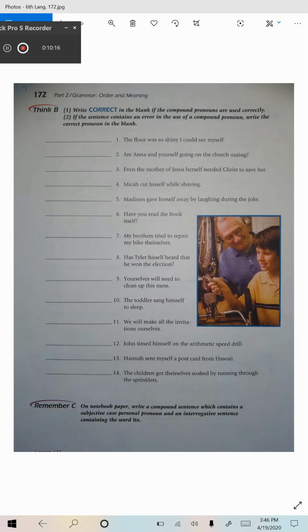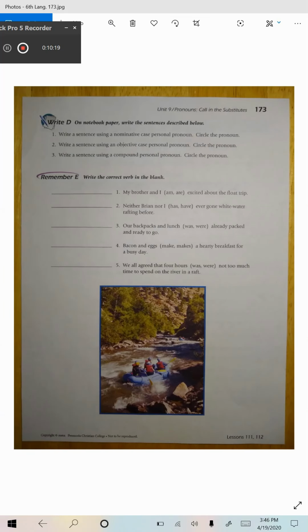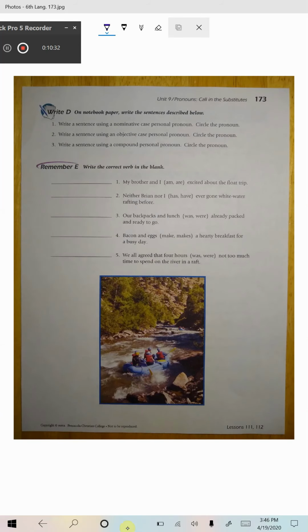I like how I get rid of all the writing assignments. All right. This I might have you do because this would be good. So don't moan. So you're writing a sentence using a nominative case personal pronoun.